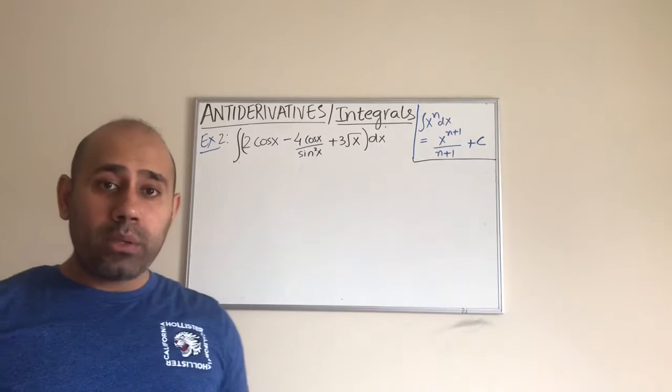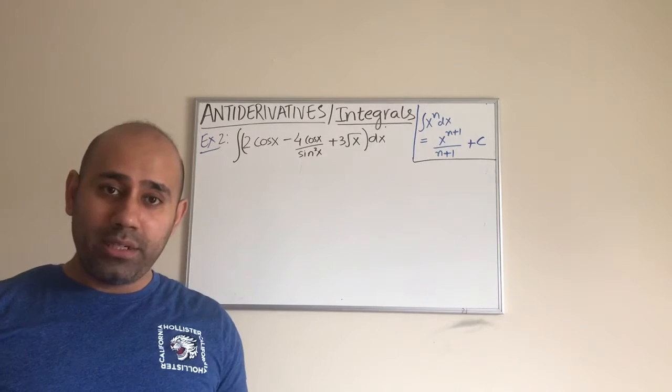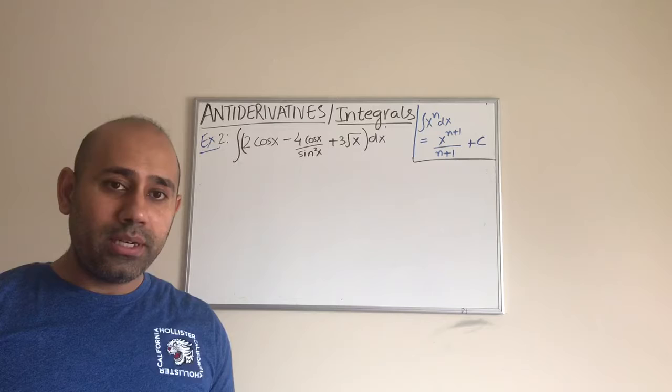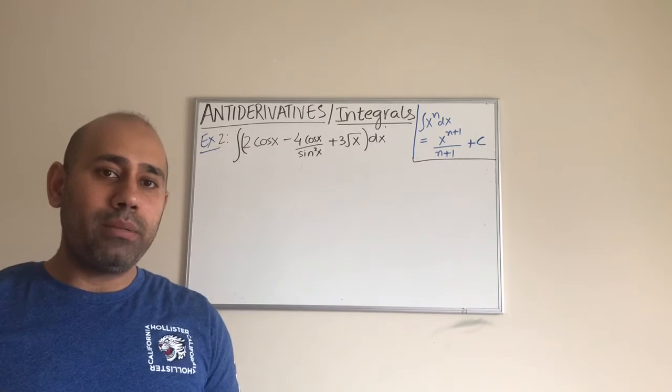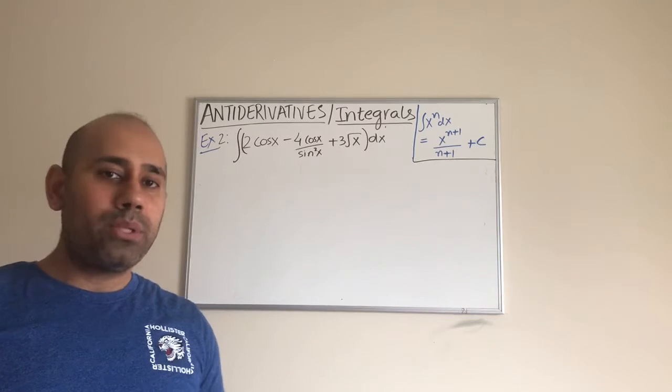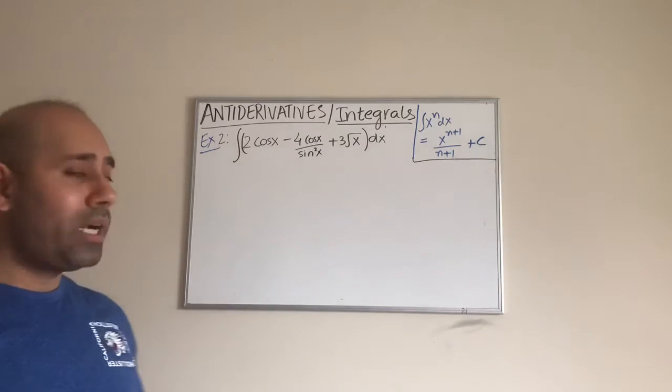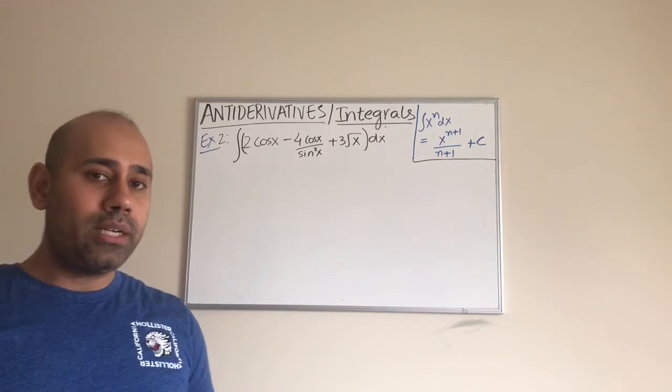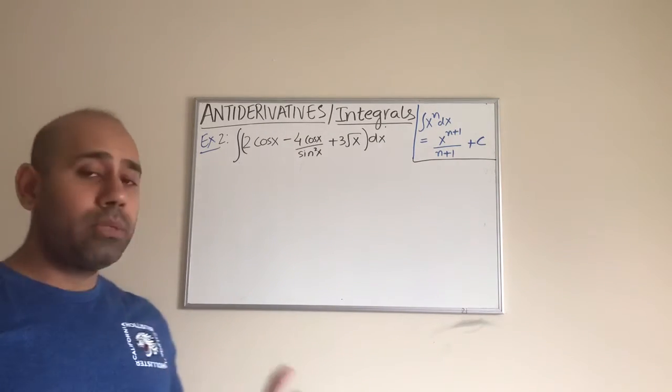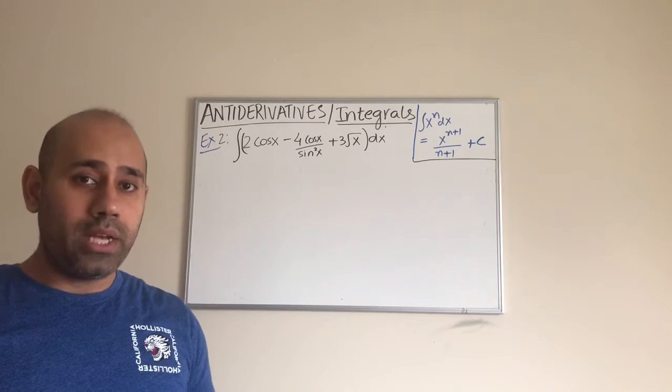Welcome back. We're back with example 2 on antiderivatives. We already did one example earlier. Guys, each example is going to be a little bit more challenging and have more steps. So let us look at this example 2. Here I have three terms combined together, and some of them are trig functions and some of them are algebraic functions. So let's see how we can do this.